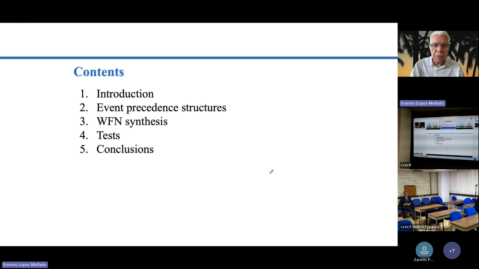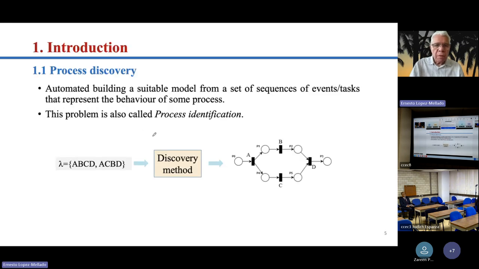This presentation is organized as follows. First, I'm going to give some background concepts. Then I will present the two steps of the method: event precedence structures and the workflow net synthesis. Finally, some tests and conclusions. Process discovery is the automatic building of models from a set of sequences of event tasks, activities that represent the behavior of some process. This problem is also called process identification. As input of the discovery method you have a set of sequences of events, and you can obtain a Petri net model that replays these sequences.